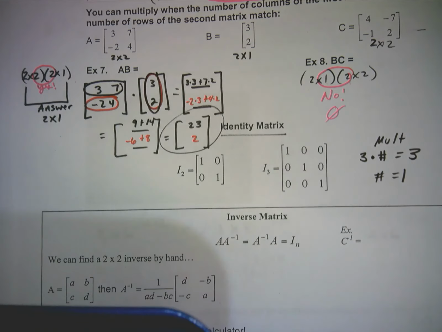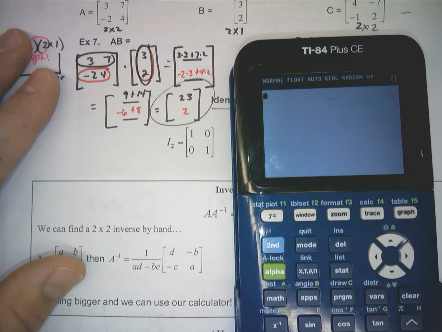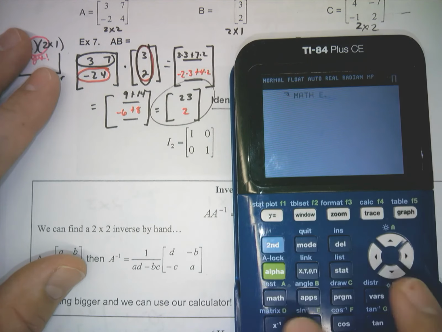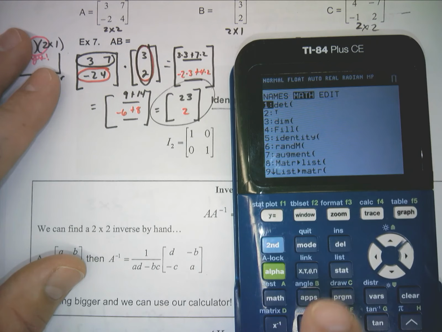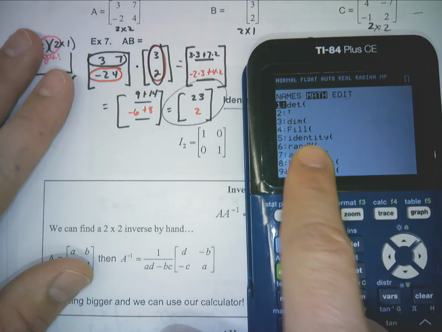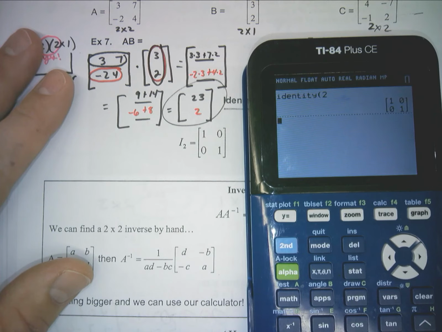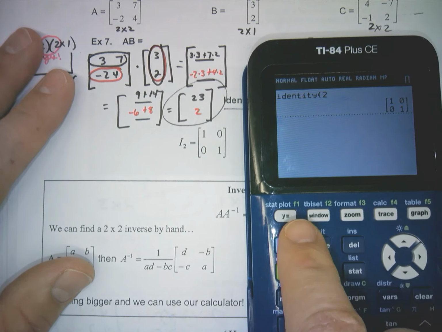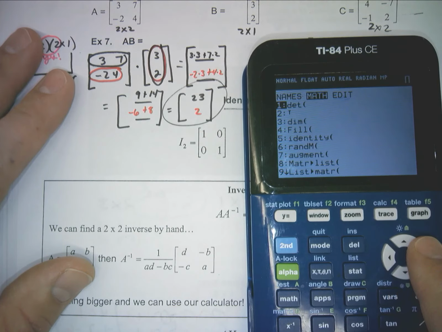All right, so if you ever want to find those identity matrices, if I go second matrix and go to the math, okay? And you guys see identity down here, number 5. So if I go second matrix, over to the math menu, and I'm in matrix, identity 3.